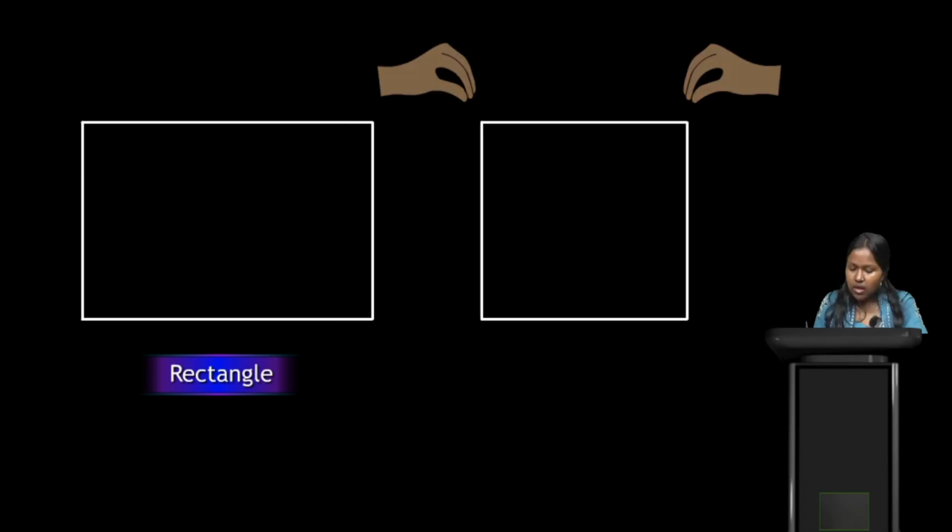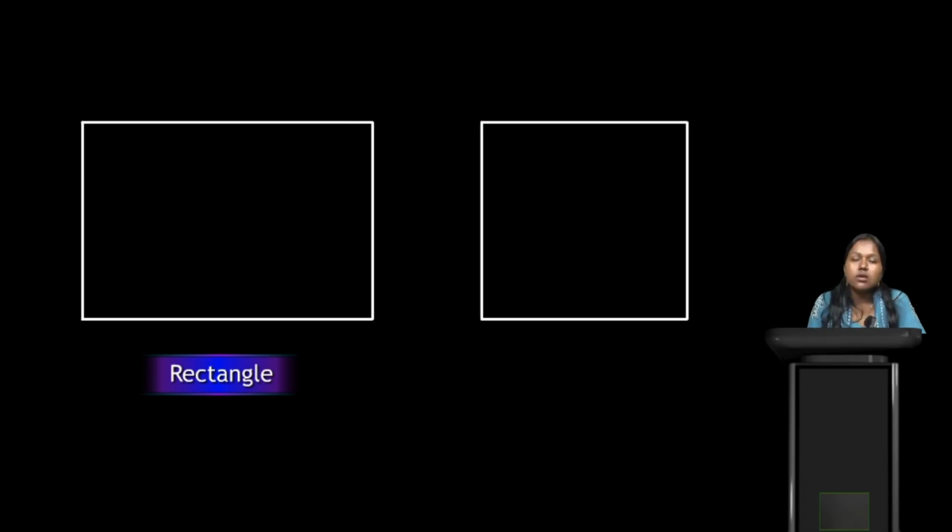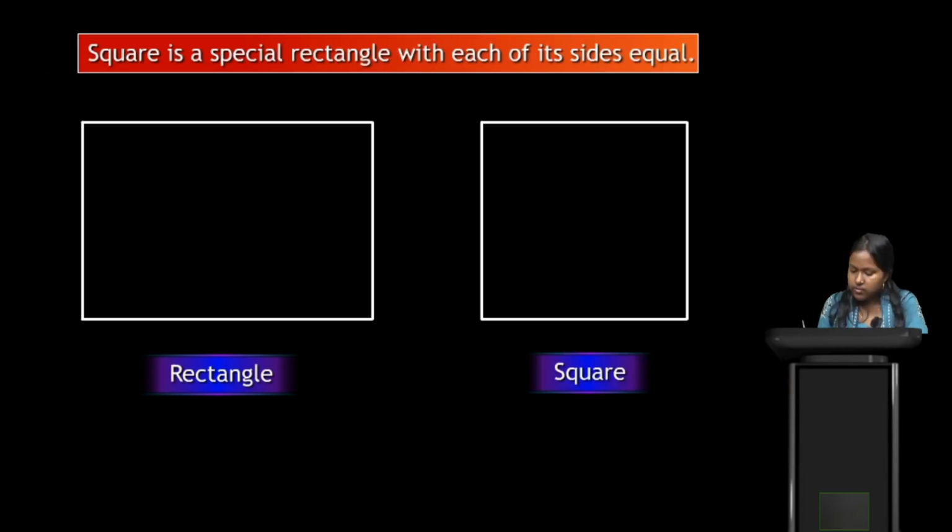Now this is the shape of a rectangle, right? And if you compress the side, that means if you make the length and the breadth equal in measure, what is the name of the new shape formed? Can you tell the name? Yes, this is called a square. So this is a rectangle and this is a square.